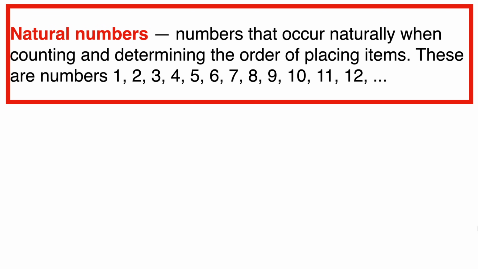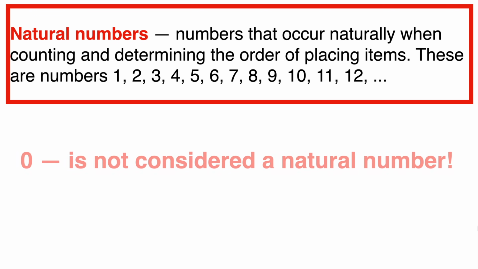In order to talk about natural numbers, we first write down their definition. Natural numbers are numbers that occur naturally when counting and determining the order of placing items. These are numbers 1, 2, 3, 4, 5, 6, 7 and so on. It's important to know that 0 is not considered a natural number.